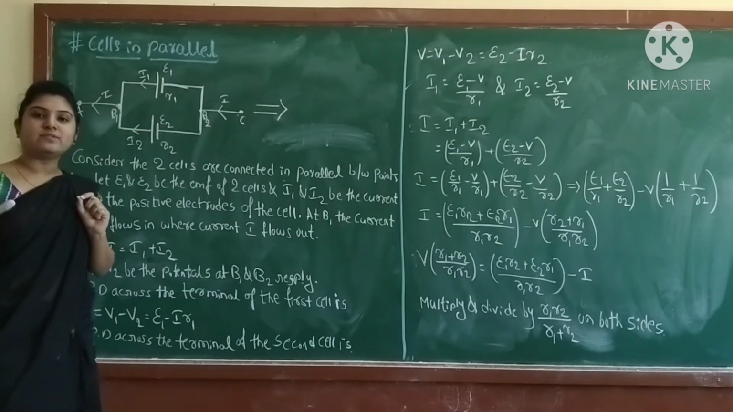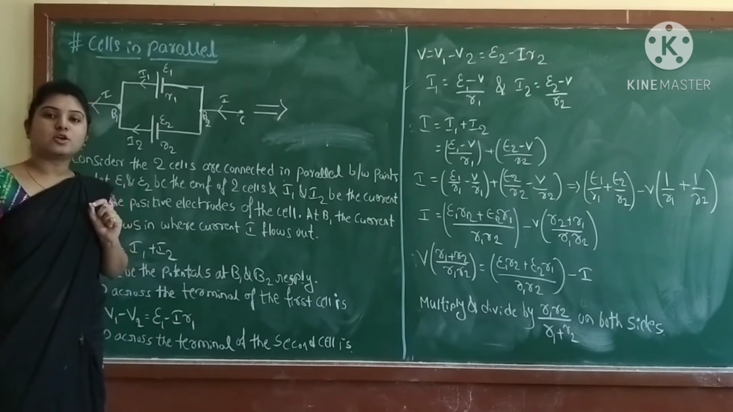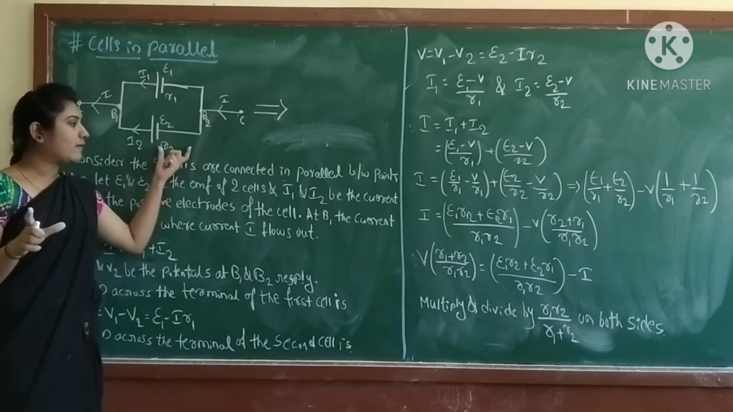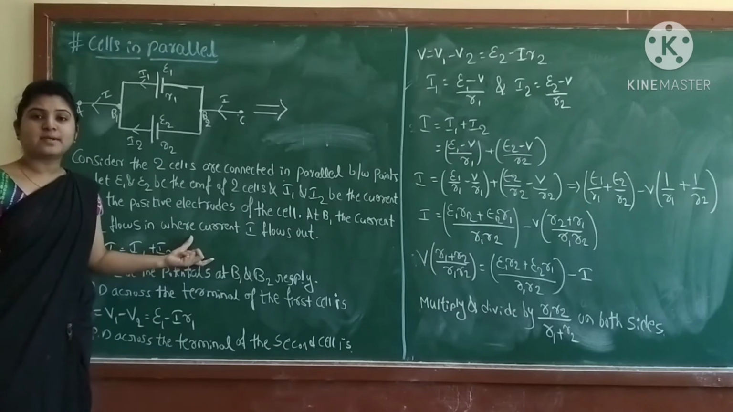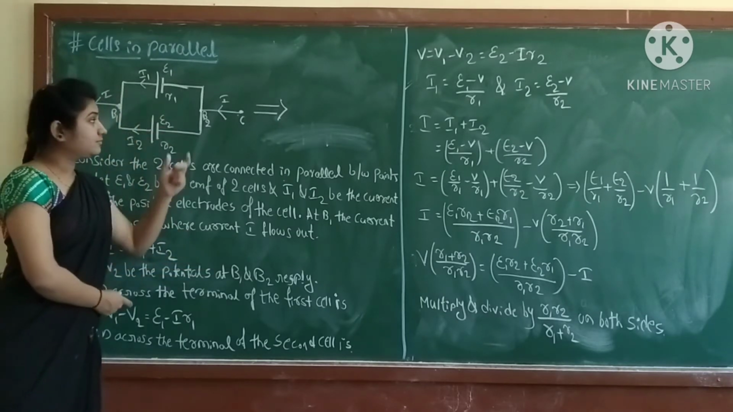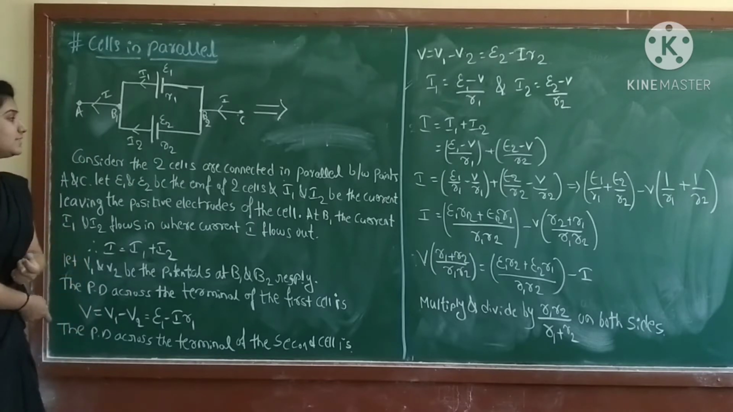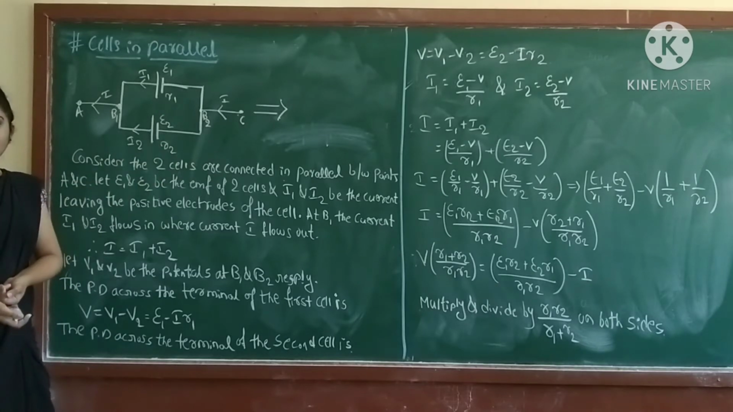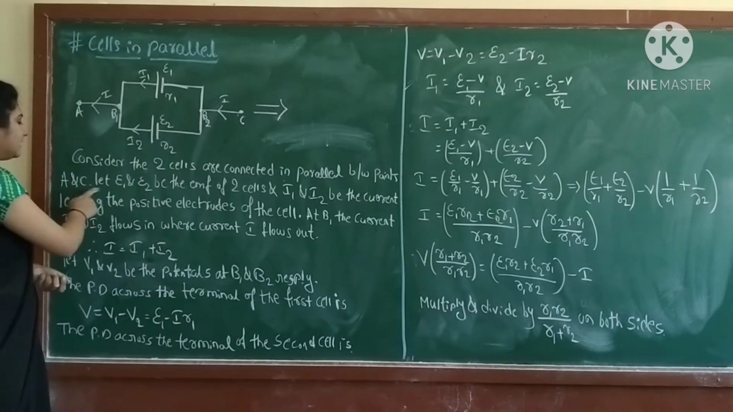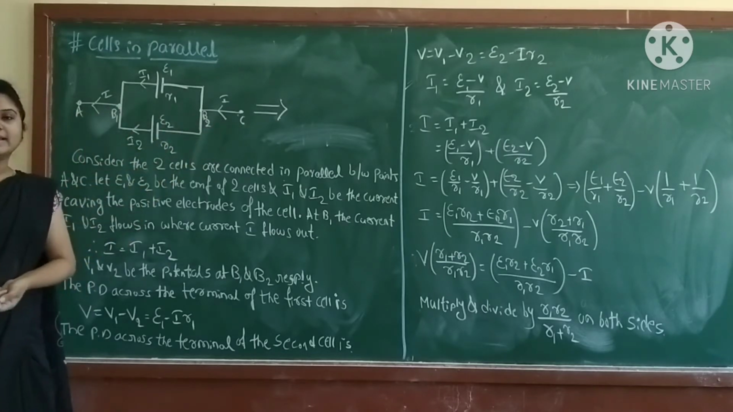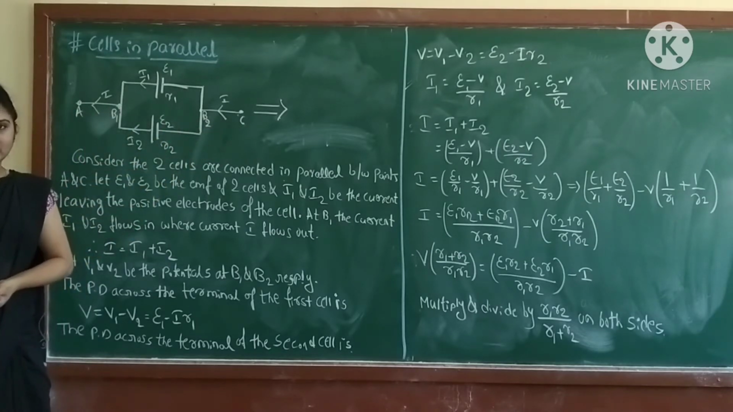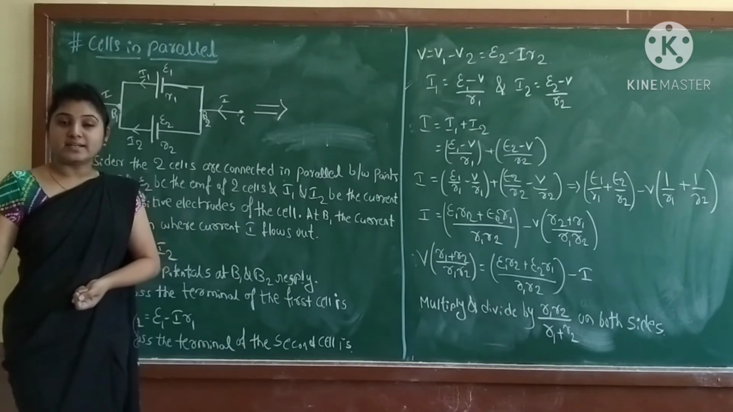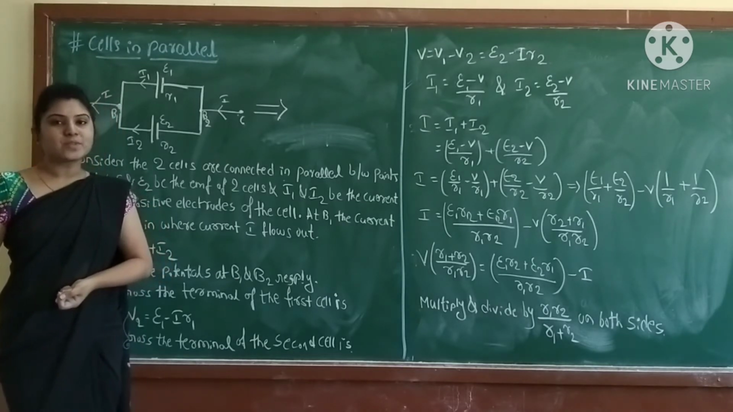If they ask you to derive the parallel combination of cells, then you have to draw the diagram first. Then you have to explain it. What is the explanation? Simply you can write from this diagram: consider two cells connected in a parallel combination between the two points A and C. Between A and C we connected the two cells in parallel, and they have EMF E1 and E2, and internal resistance R1 and R2 respectively.